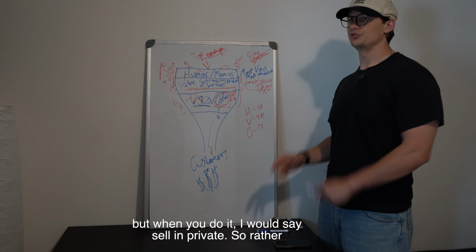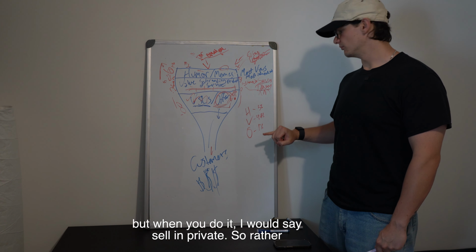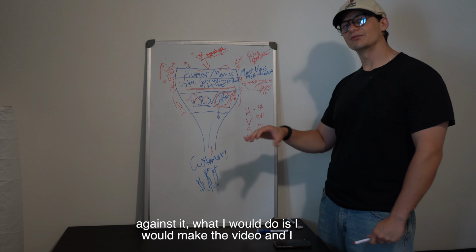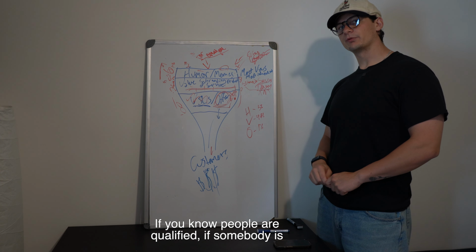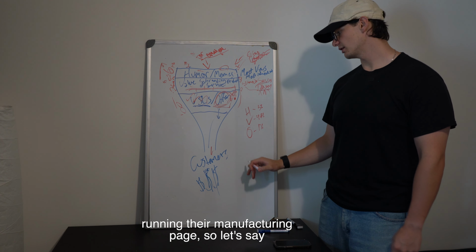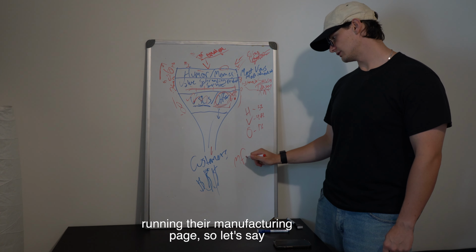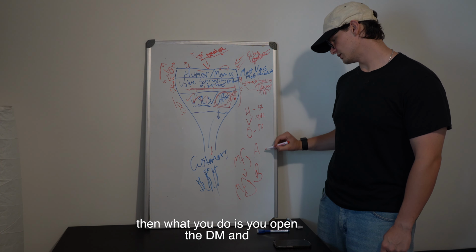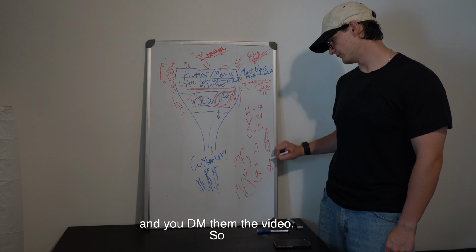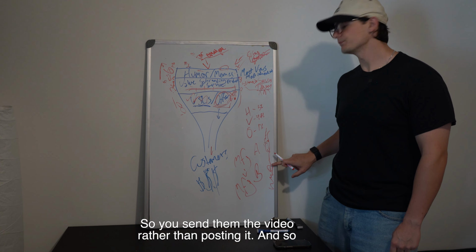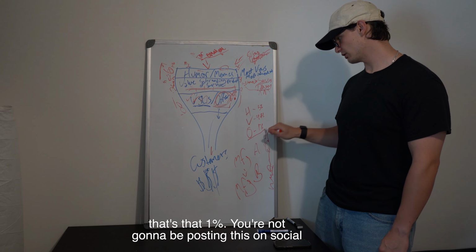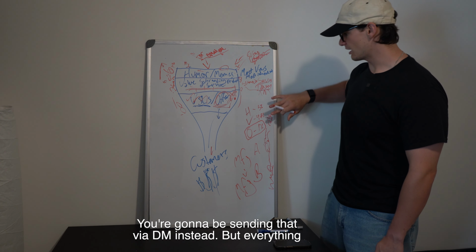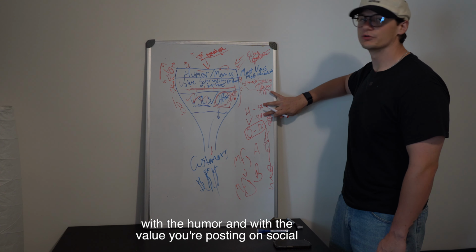Don't do it often, but when you do it, I would say sell in private. So rather than making a big reel and boosting it or running ads against it, I would make the video and send it to people via DM. If you know people are qualified, let's say manufacturer A wants to sell to manufacturer B, you open the DM and you DM them the video. So you send them the video rather than posting it. And so that's that 1%. You're not going to be posting this on social media. No post. You're going to be sending that via DM instead. But everything with the humor and with the value, you're posting on social media.